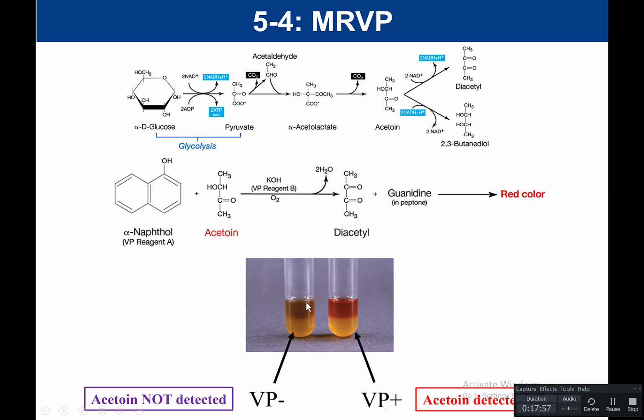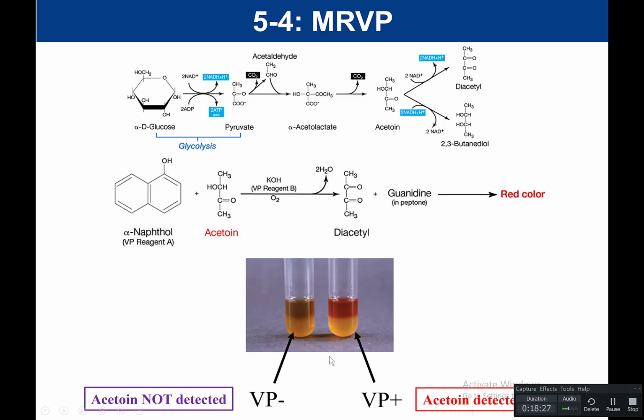If the tube is not red, so if it's a coppery color or what looks like a very, very faint pink, it is considered a negative. That means that acetoin was not detected. And that slight color change that you see at the top is simply due to the reagents reacting with one another and not the product of acetoin. The acetoin will cause it to turn a bright pink red on the top of the tube.